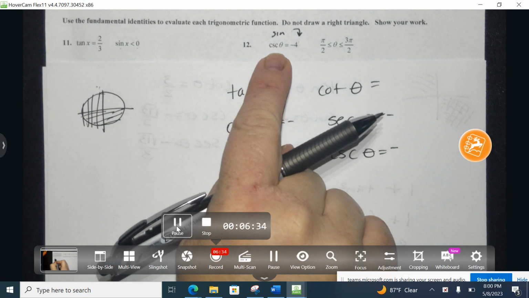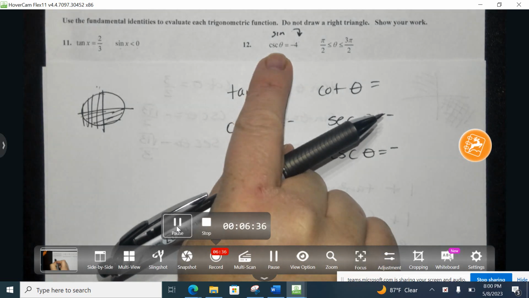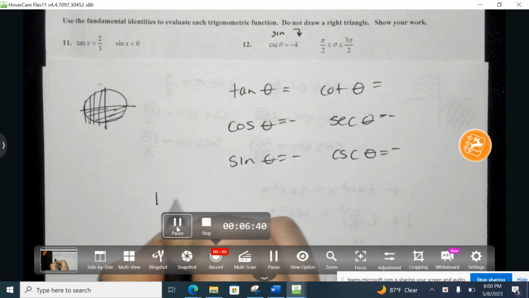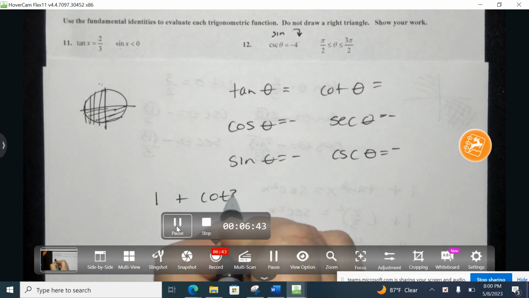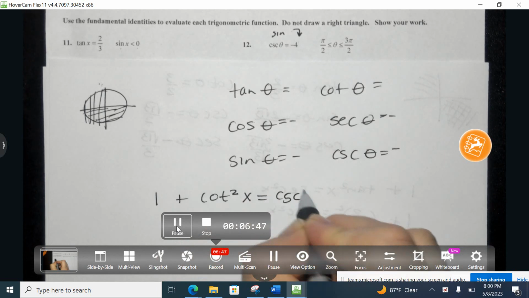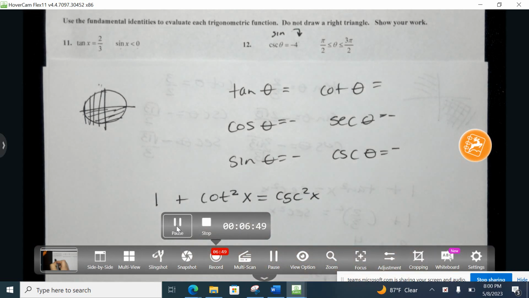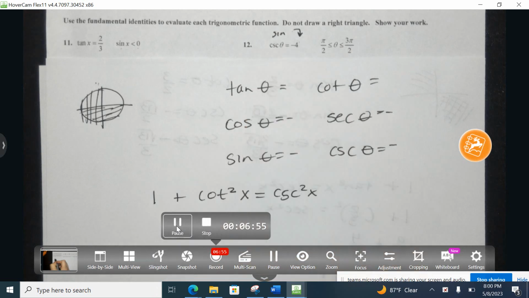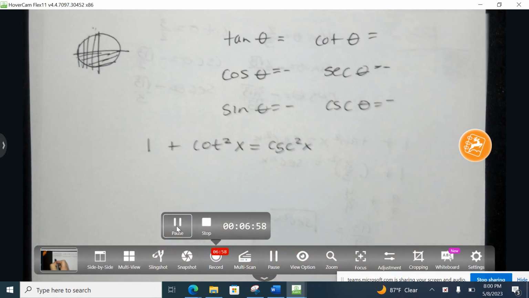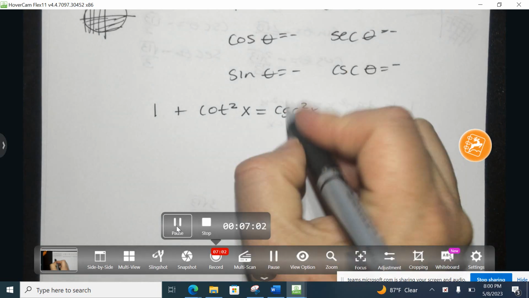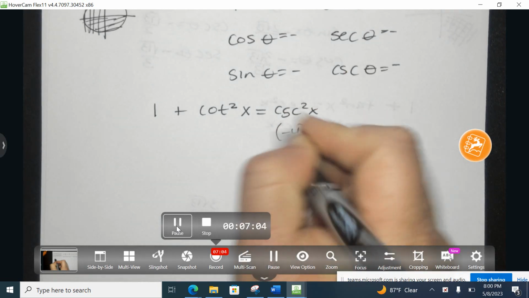Okay, so which trig identity has the cosecant? It would be, I gotta find it, it is 1 plus cotangent squared x equals cosecant squared. Okay, so this is what I have. I chose that one because it contains the cosecant. Okay, so I'm going to replace this with negative 4, and then square it.